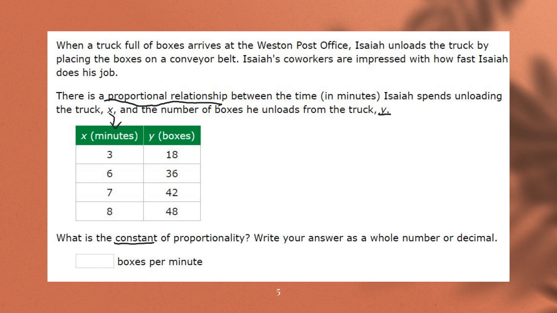So remember that the constant of proportionality is the number that you multiply by to get from X to Y. So X is 3, Y is 18. 3 times what number will get me to 18? 6, right? So 3 times 6 is 18. And then I need to check to make sure. 6 times 6 is 36. 7 times 6 equals 42. And 8 times 6 equals 48. So my answer here would be 6 boxes per minute.